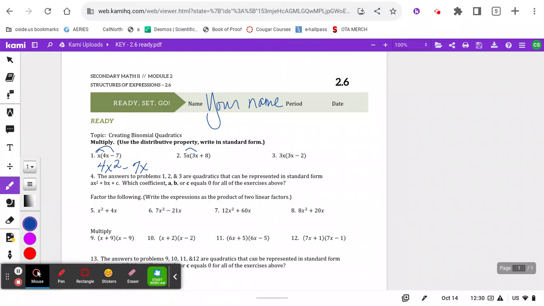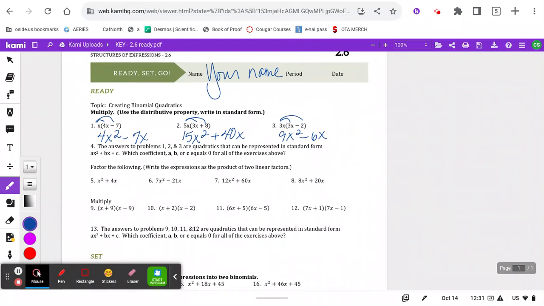5x times 3x is really just saying the coefficients multiply, 5 times 3, and then x times x, and then 5x times 8, and finally 3 times 3 is 9, x times x is x squared, 3x times negative 2. So when I distribute that initial value, it gives me a true two-term expression when I'm done. And this is now written in standard form, ax squared plus bx plus c. Notice there are just no c values.